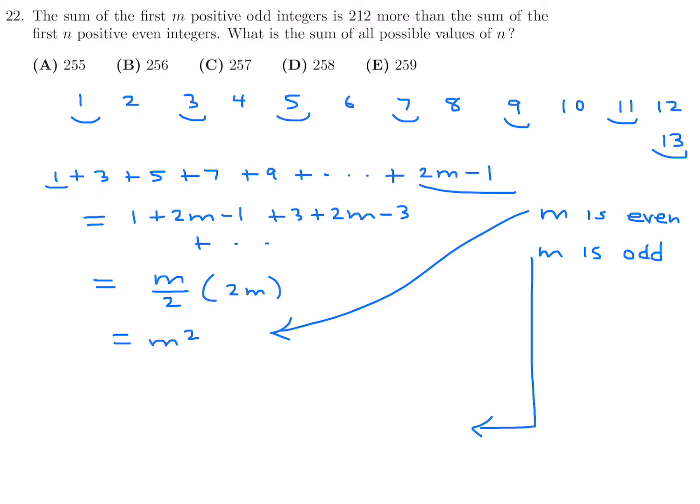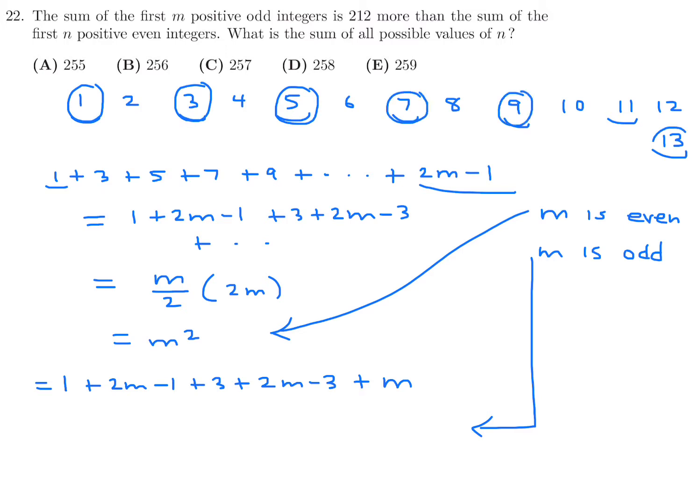When m is odd, it's slightly different. It's going to be 1 plus 2m minus 1, 3 plus 2m minus 3, but then you're going to have one in the middle, because m is an odd number. And the one in the middle is, interestingly, just m. For example, if you had 1, 2, 3, 4, 5, 6, 7 and you're adding them all up, m is 7, m is odd, so the middle one is the number 7.